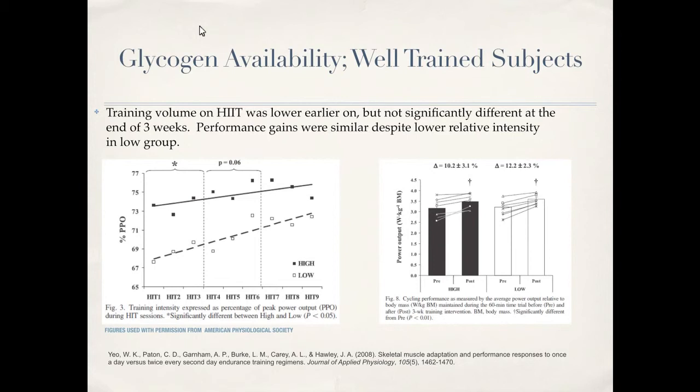Remember, the theory is that if that happens because of high carbohydrate availability, adaptation and performance will be better. We already saw molecular adaptation was not better. And if you look at power output here in the high group, you see from pre to post it went up. It went up from pre to post in the low group as well. Basically, they went up 10 and 12% respectively. No difference in performance despite the higher intensities maintained in the high group.